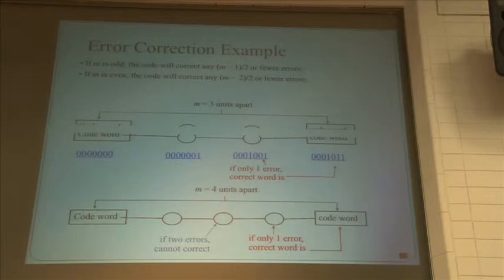2 code words, 4 units apart. If you have 2 errors, you're kind of stuck, right? Because it can go either way. But if you only have 1 error, you're closer on this end, so it defaults to the next code. If you only have 1 error from the original on the left, it will default to the code on the left side. This is why it's called nearest neighbor. You choose the closest code according to your Hamming distance.